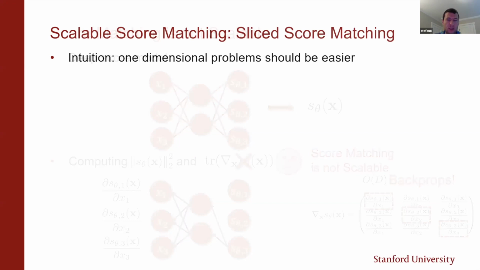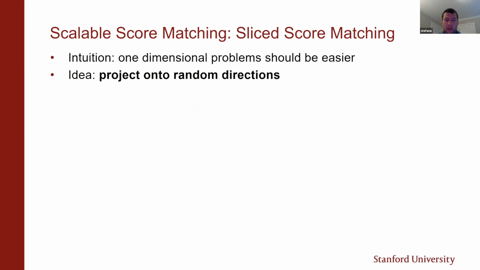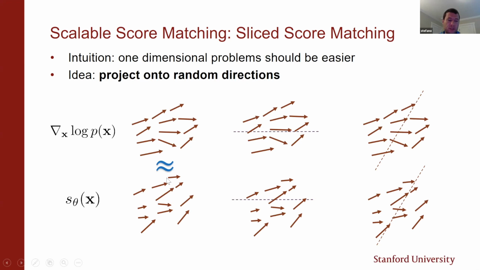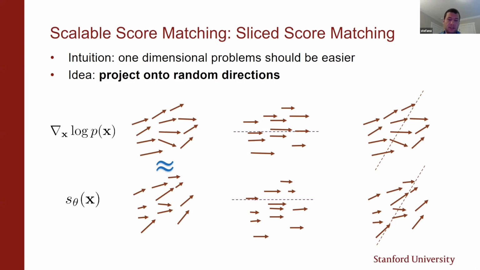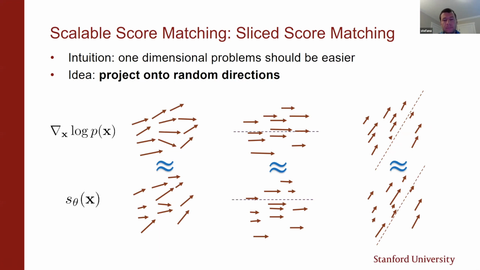And so instead of actually comparing the whole vector field of scores, what we can do is look at random projections of these objects. So the intuition is that our original Fisher divergence is kind of like trying to match these two vector fields of scores, the true one and the model. If they are the same, then they should also be the same along any random direction. And so what we can do is pick a couple of random directions, project the two vector fields along these dimensions, and try to match them. And this is what we call sliced score matching.